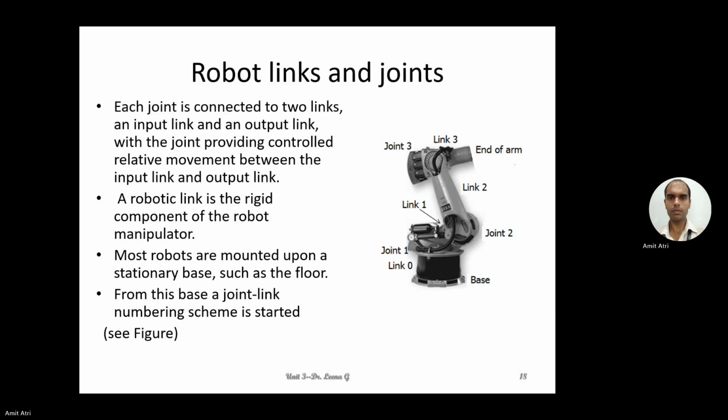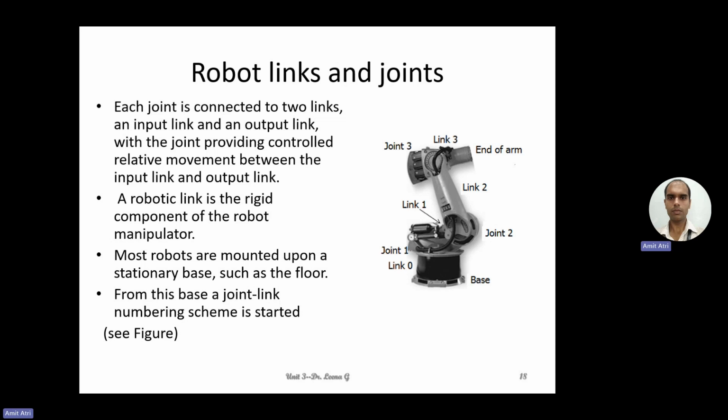Then link 2 and joint 3. Between joint 2 and joint 3, there is link 2. After that, from joint 3, there is link 3 and then the end of the arm. Here we will be connecting the end effector or the tool.